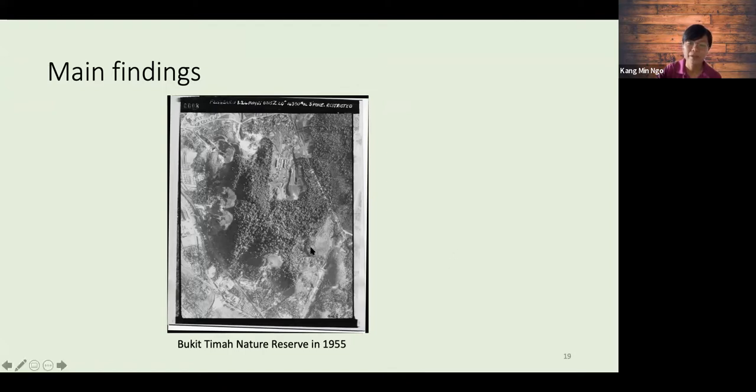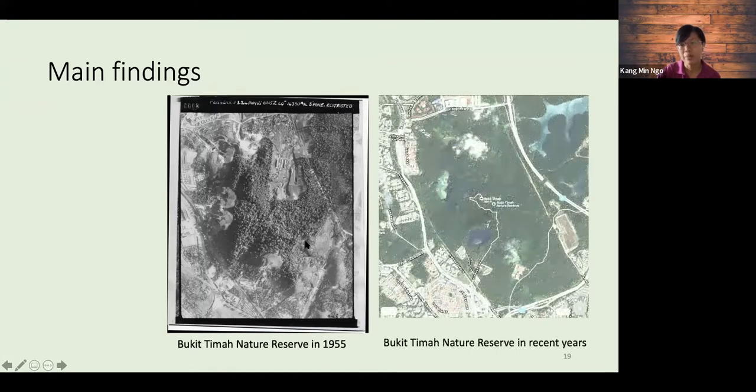bare. And now, if you look at a map on Google Maps, and you turn on the satellite mode, you'll see that the whole of Bukit Timah is all green, including the old dairy farm. The old dairy farm is now all filled with trees. And this old kampong also is now covered with trees.